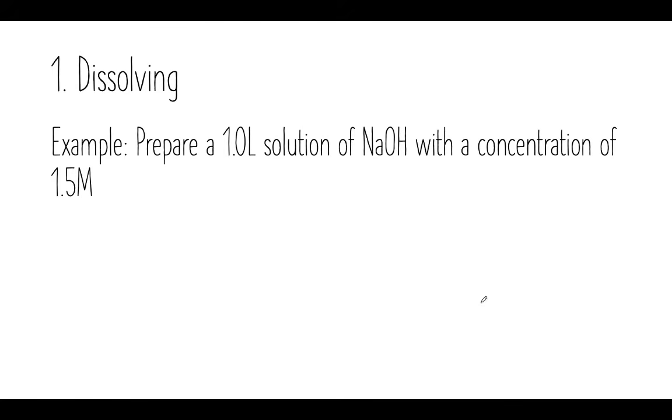So the first process is dissolving. So this question asks us, prepare a 1.0 liter solution of NaOH with a concentration of 1.5 moles per liter. Now, you might want to ask yourself, when would you use the dissolving process instead of a diluting process? Now, in order for you to do dilution, you need to have an existing solution. In this case, we don't have that. We know what concentration and what volume we want to end up with, but we don't have a solution to begin with.